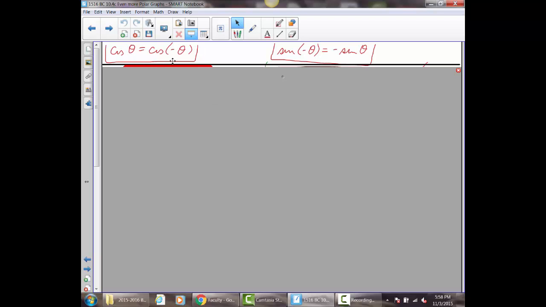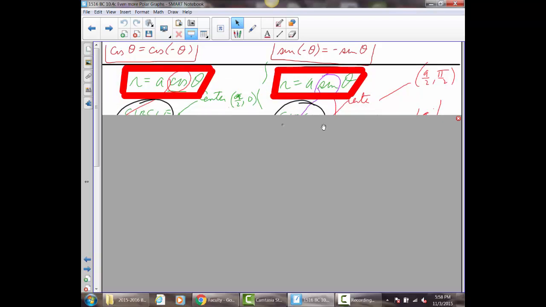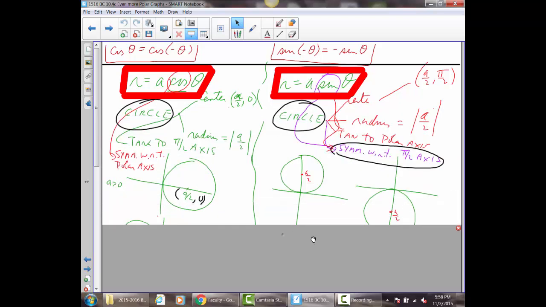Okay, so I want to talk about this symmetry thing once again. Because the cosine of theta equals the cosine of negative theta, you'll have symmetry with respect to the horizontal axis. Because the sine of negative theta equals negative sine of theta, you're going to have symmetry with respect to the vertical axis. So both of these are going to be circles: r equals a cosine theta, r equals a sine theta.